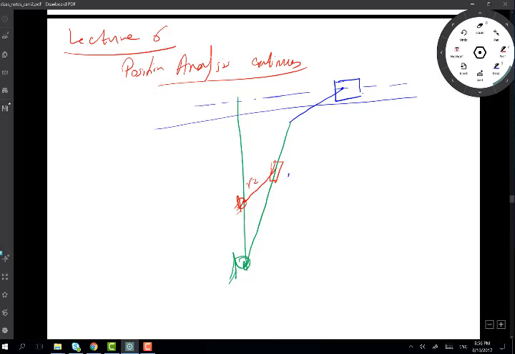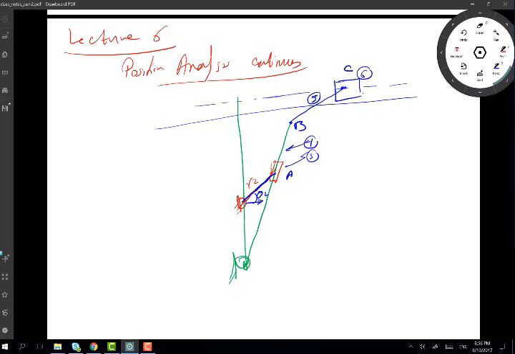If this point is A, this here is B, and this is C, and this angle is theta 2 of this link, which is the crank. This is link number 2, the slider will be link number 3, this here will be link number 4, this will be link number 5, and this slider is link number 6.